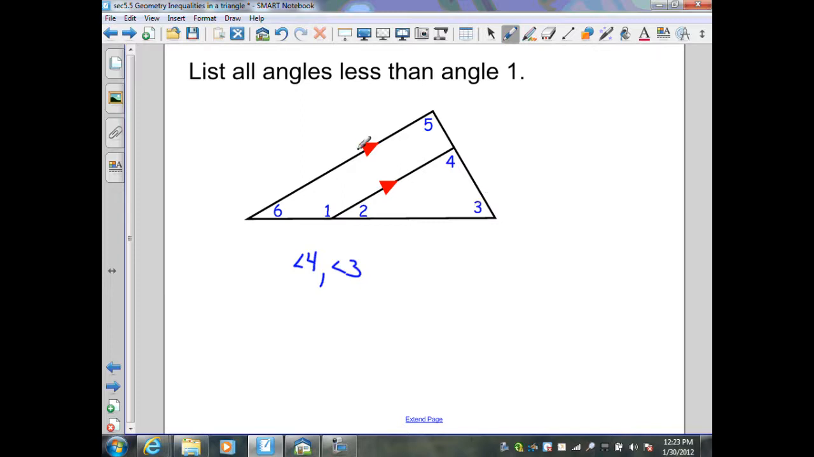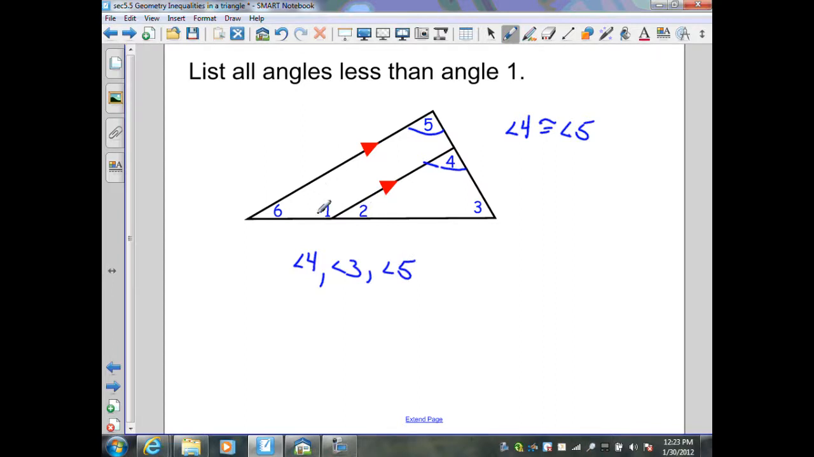But we're also given that these two lines are parallel. And I know another theorem from a previous chapter. If two parallel lines are cut by a transversal, then corresponding angles are congruent. So I know that angle 4 is congruent to angle 5. And by the comparison property, if angle 1 is bigger than 4, and 4 is congruent to 5, then angle 1 must be greater than angle 5.